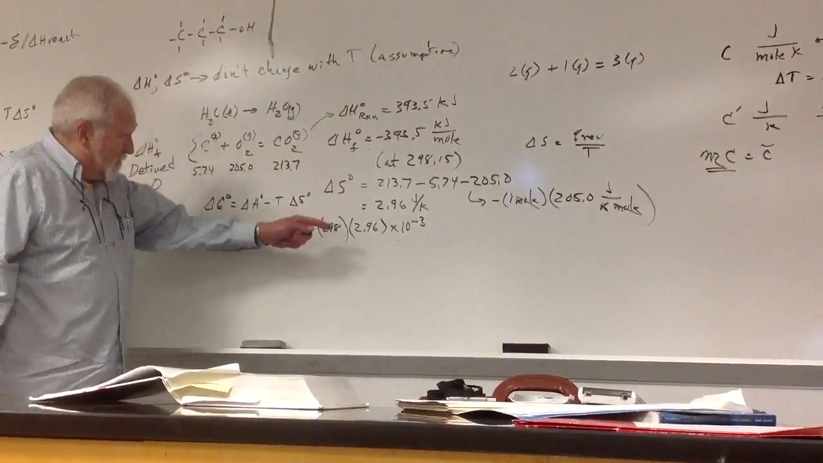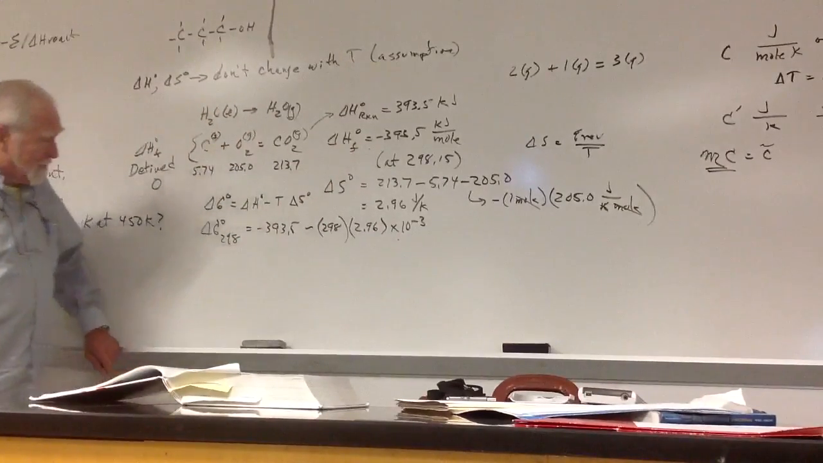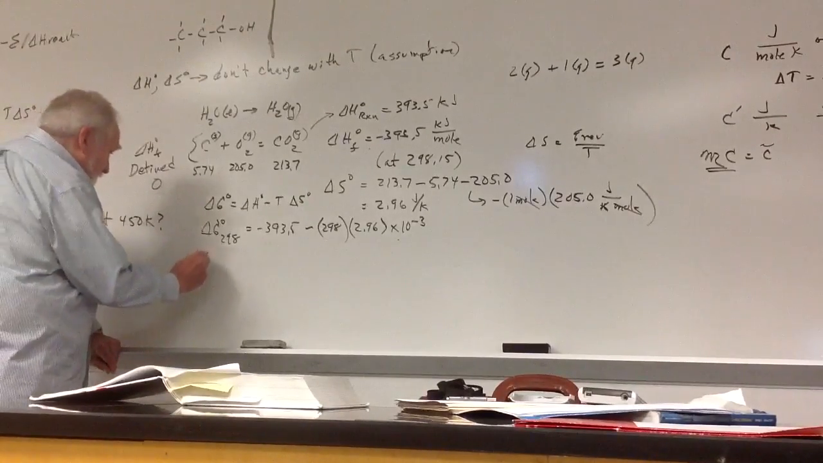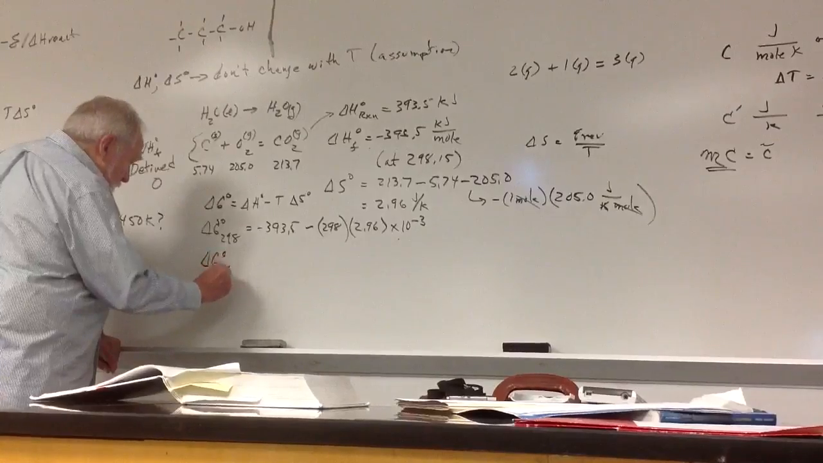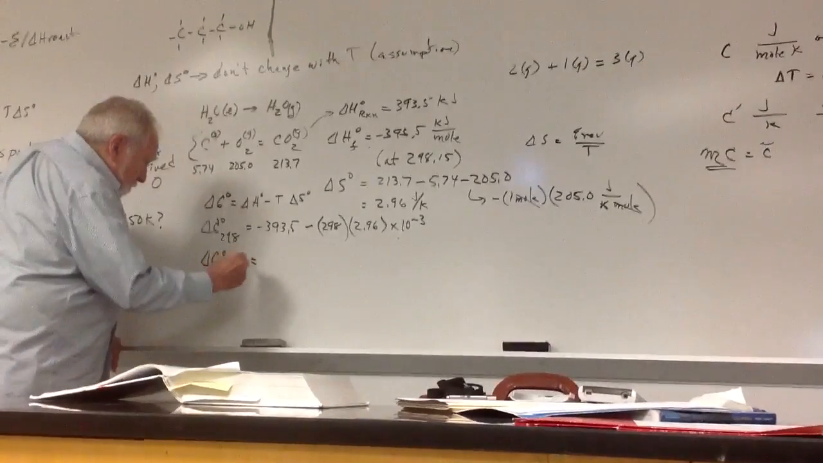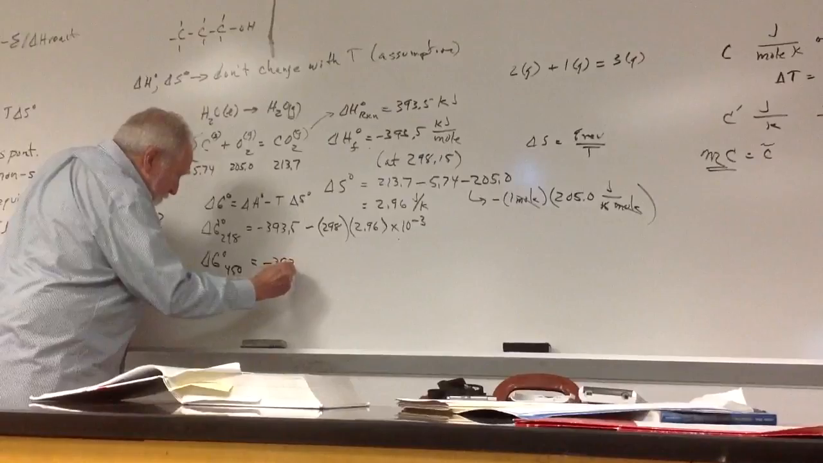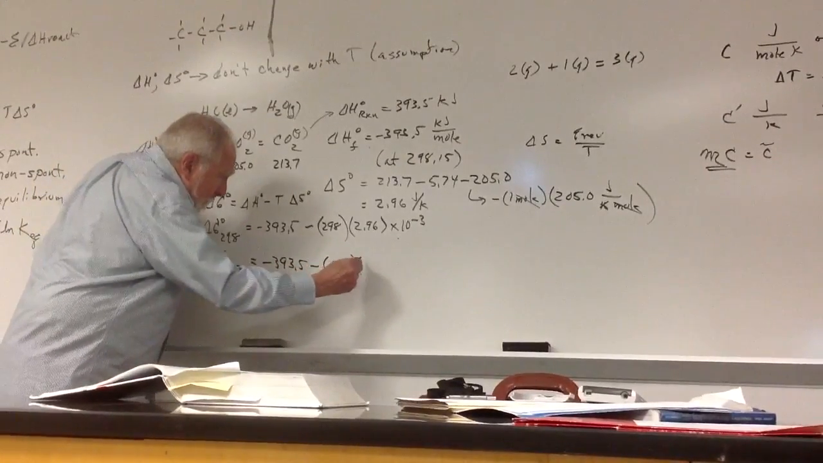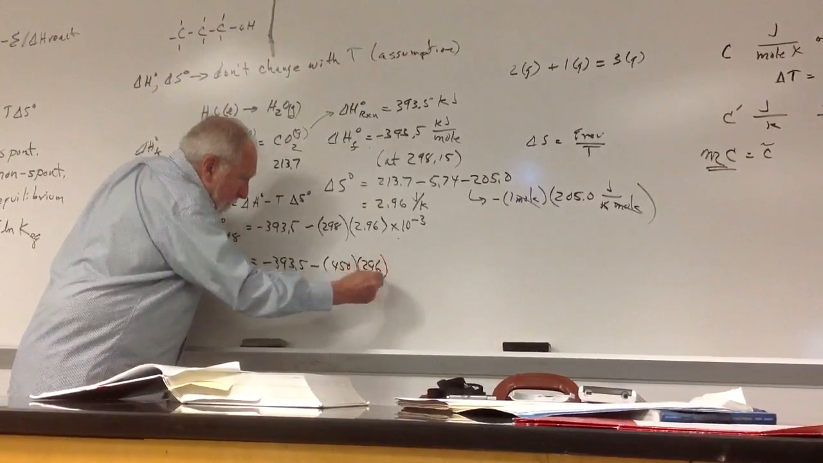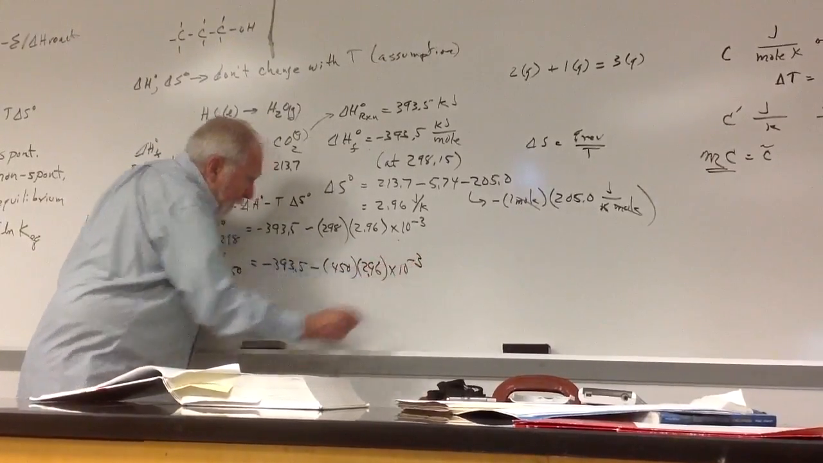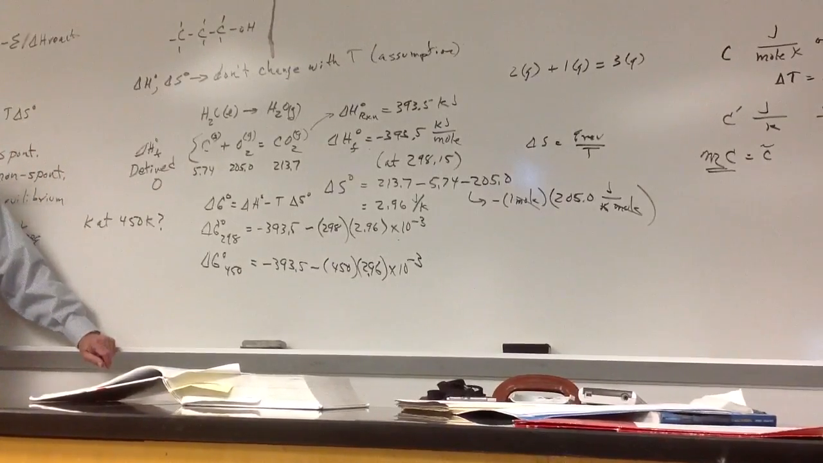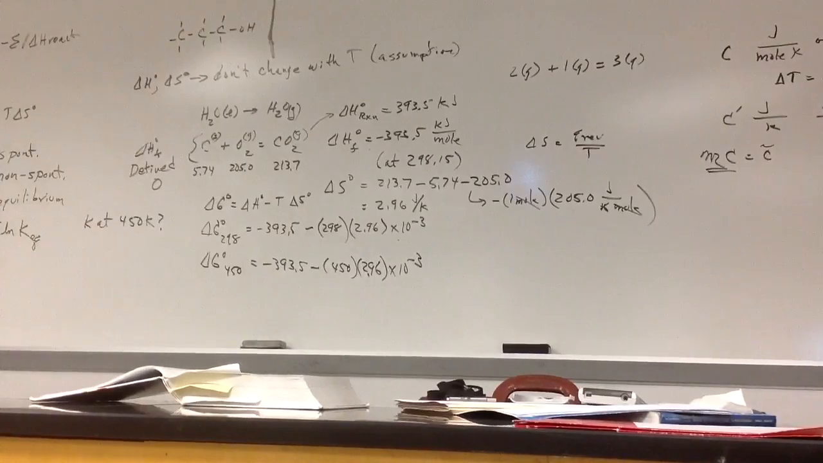Right, because this is joules and this is kilojoules, so I divide it by 1,000. If I want this at, what did I say, 450? Now I've got delta G0 at 450. And if I want to calculate the K at 450, I have to recalculate delta G0.